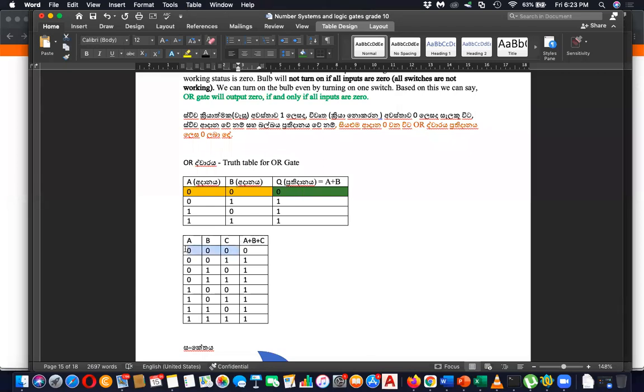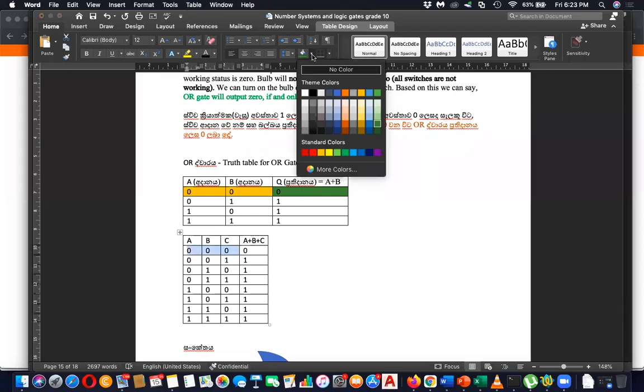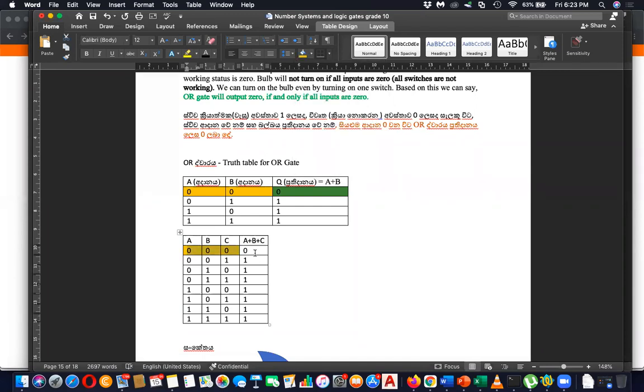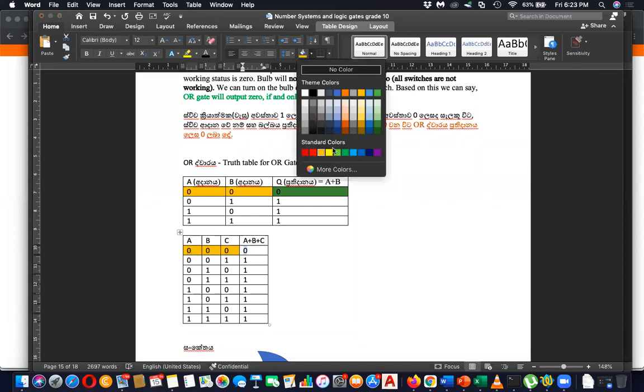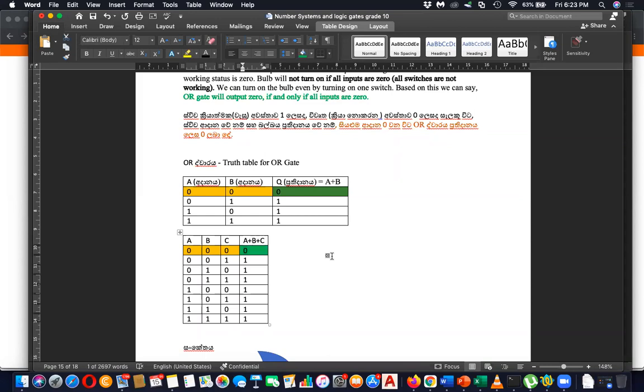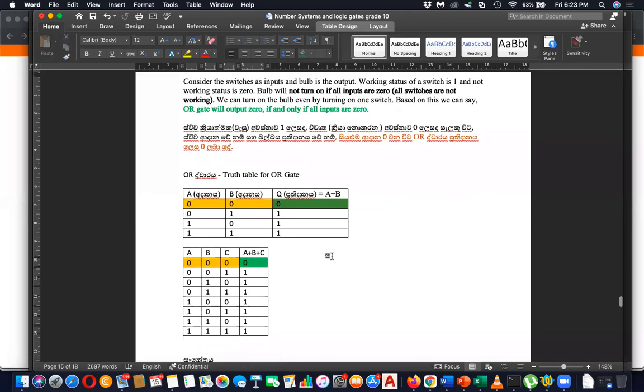If all are 0, OR gate will output 0. All are 0, it's 0. Don't think about the other. If all are 0, this is 0. So you know how to find the number of combinations based on the number of inputs. Now you can remember, no? What happens if it is 4?